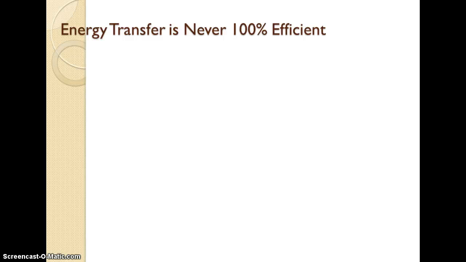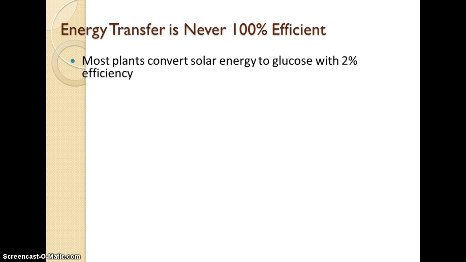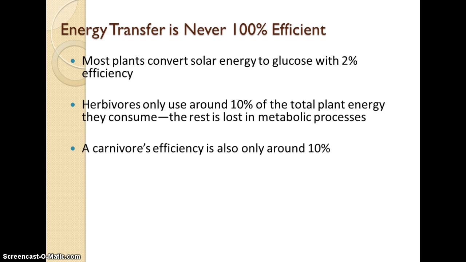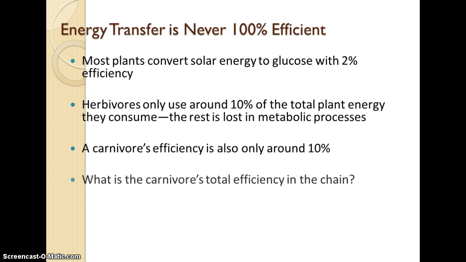As we saw from our pyramids of energy, biomass, and numbers, energy transfer is never 100% efficient. Most plants are going to convert solar energy into glucose with only about a 2% efficiency. Herbivores only use around 10% of the total plant energy they consume, and it's 10% every trophic level after that. The rest is going to be lost in metabolic processes. So your carnivore's efficiency is around 10%.